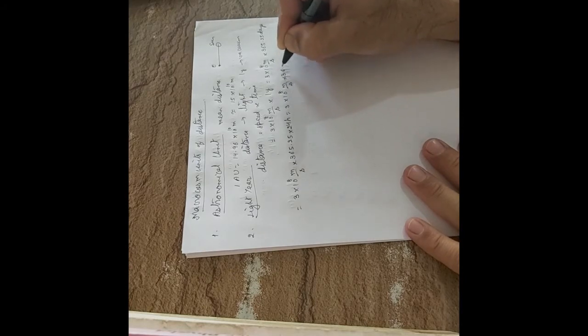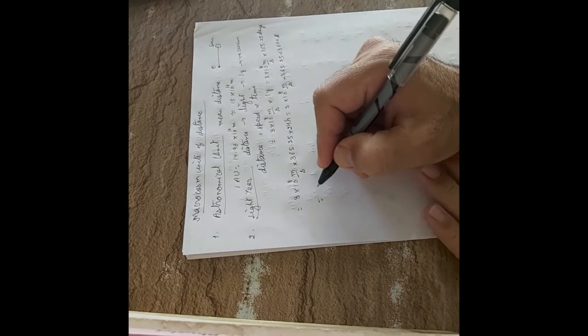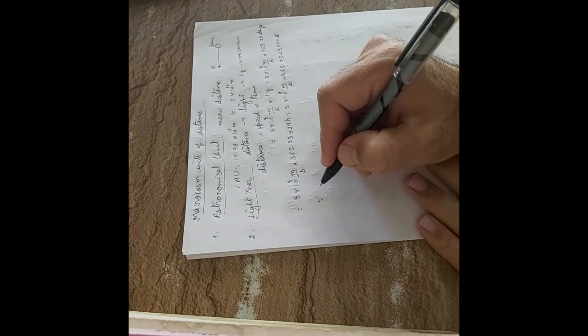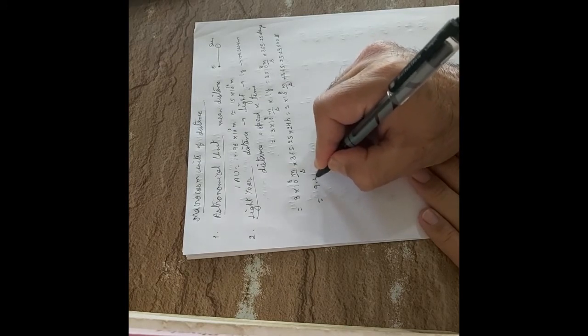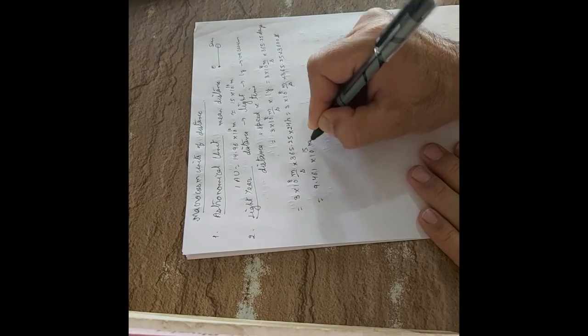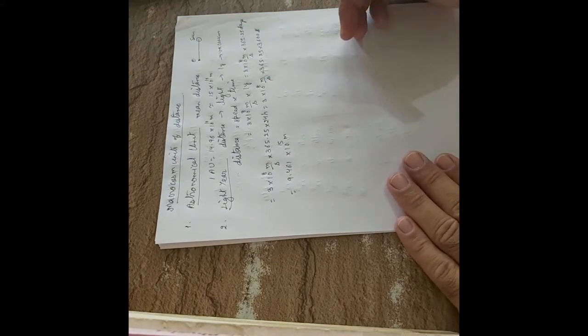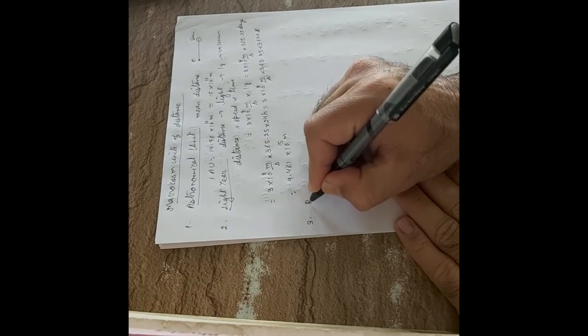And we know that there are 3600 seconds in this. Second is cancelled from this. So how much will we get? We will get a value of 9.461 into 10 to the power 15 meter. So this is the value of a light year. And the third unit is the parsec.